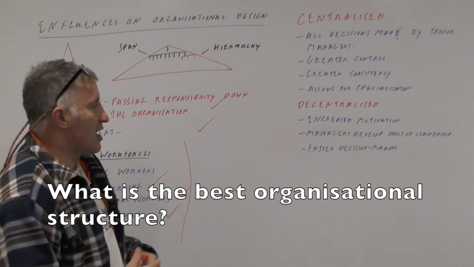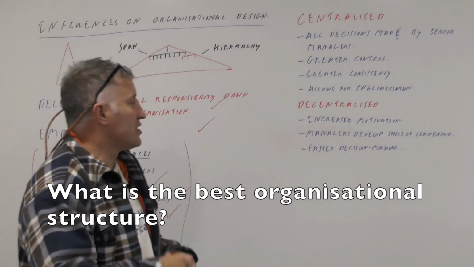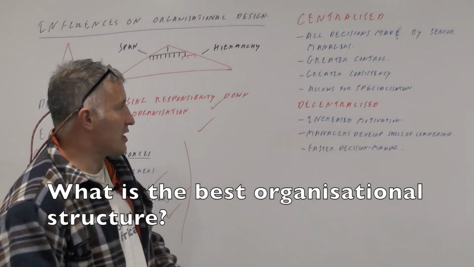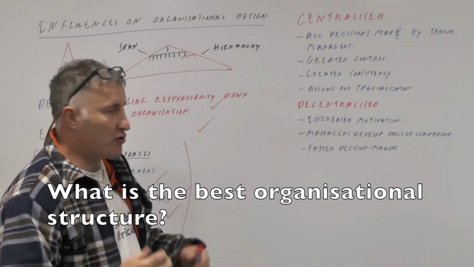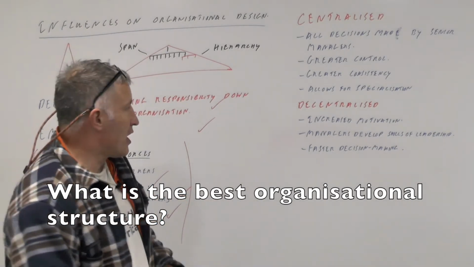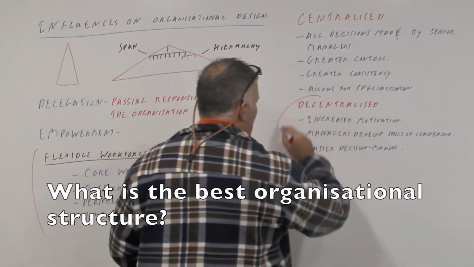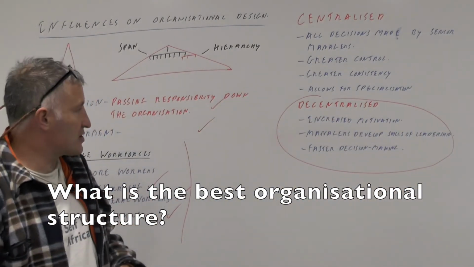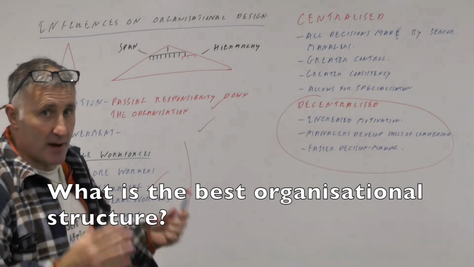Whereas the decentralised structure is where, once again, you are delegating, you're passing down responsibility down the organisation, you've probably got a soft approach towards management, you're looking for a culture of responsibility, Theory Y type workers, so therefore that will maybe lead to increased motivation, managers develop leadership skills and much faster decision making.